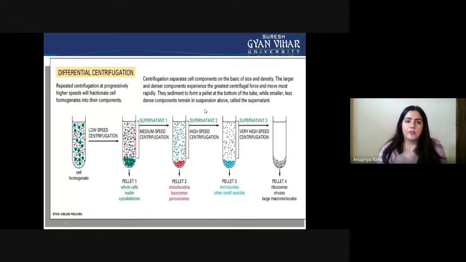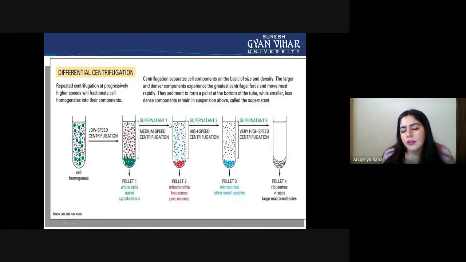For obtaining different kinds of cell organelles, you have to go through this differential centrifugation process. At each and every step we get a particular fraction. This is a cell homogenate that we make, and after low speed centrifugation we get a pellet, and in this pellet we get the nuclei and cytoskeleton. On the basis of specific marker enzymes, we are going to see whether they are working properly or not.